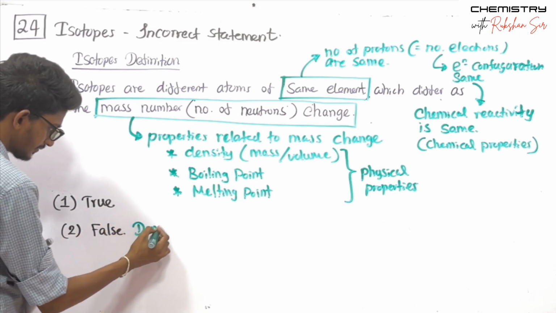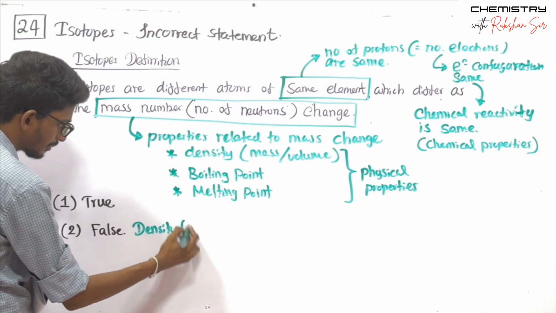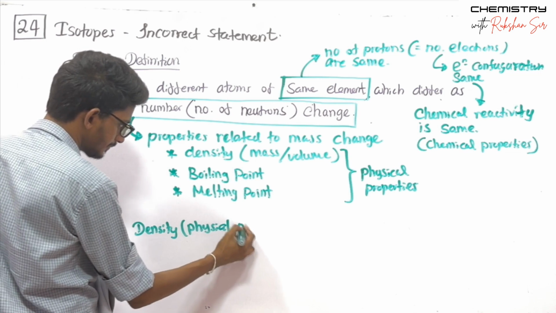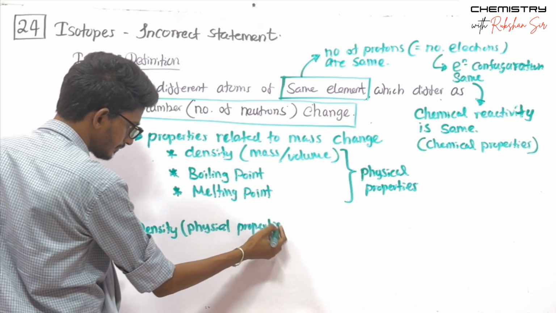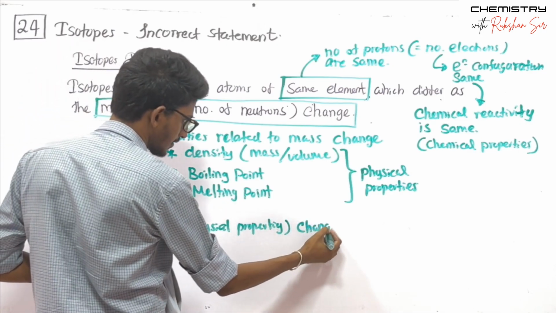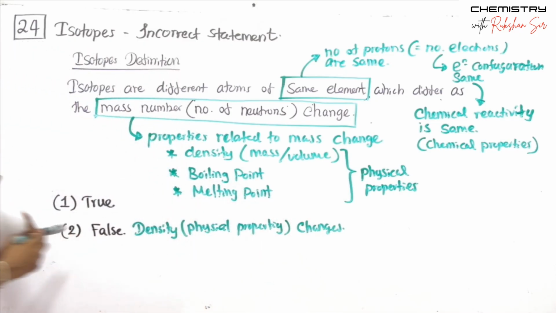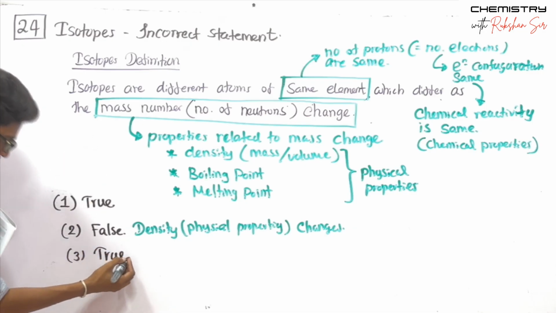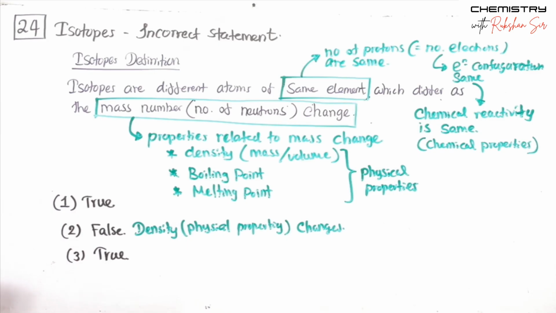Density is a physical property, a property related to mass, which changes with isotopes. Number 3: similar chemical properties. That is true. Chemical properties won't change because the same electron configurations are followed by all the isotopes of the same element.